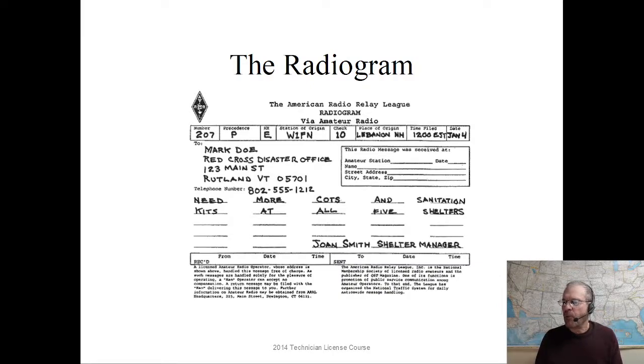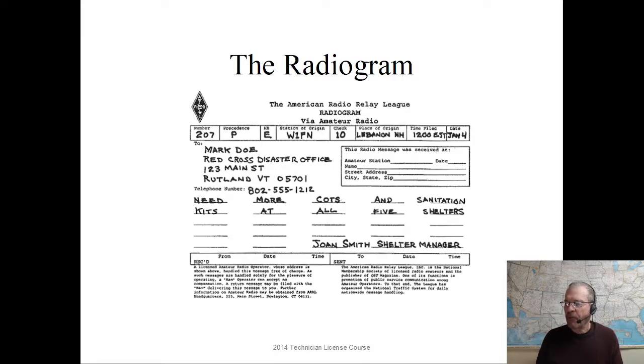So if you look down a bit, you can see need more cots and sanitation kits at all 5 shelters. So that's the body of the message, and the count is there are 10 words in the message. And the reason we do a count is because we want to make sure that the entire message is delivered correctly. Okay, place of origin, Lebanon, there up in the top line, time filed 1200, date January 4th, and then here comes some important information. 2, Mark Doe Red Cross Disaster Office, and so on. And there's a telephone number there as well.